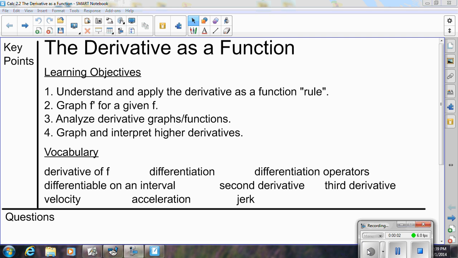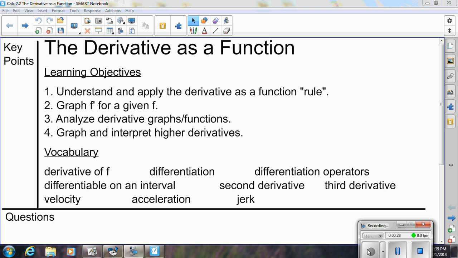In this video, we will discuss the derivative as a function. Our learning objectives are fairly straightforward. First of all, we have to understand what the derivative is so that we can apply it as a function rule. Apply the derivative as a command. If we are given the graph of a function f, we want to be able to figure out the graph of its derivative, f prime.